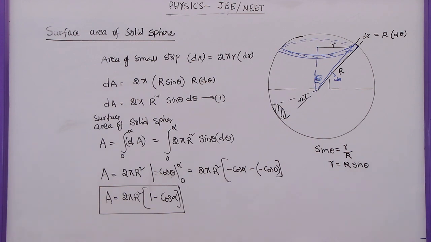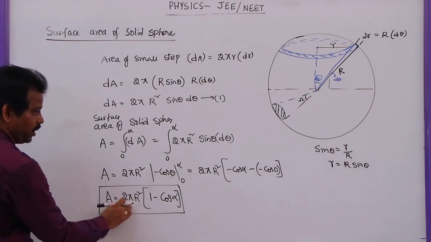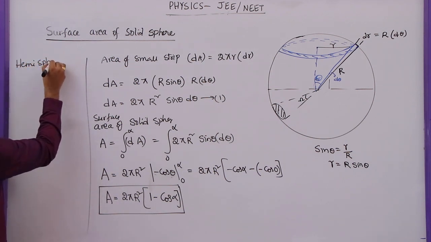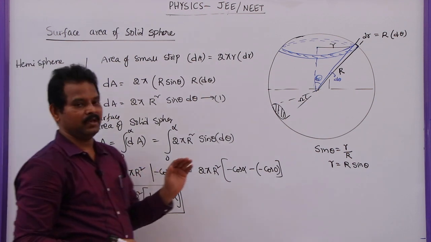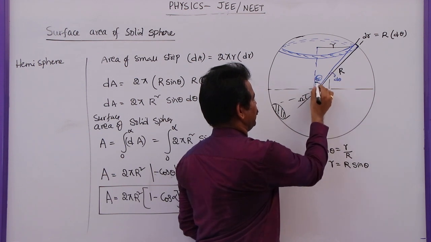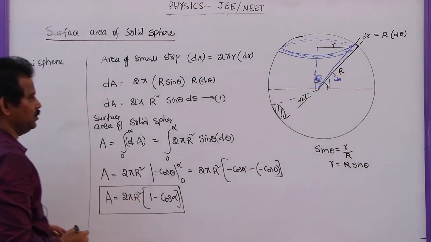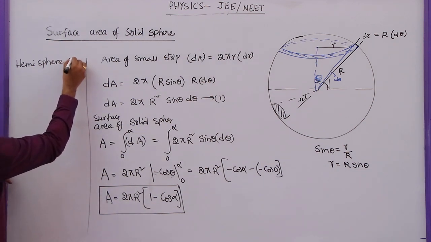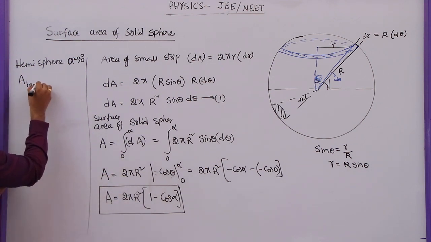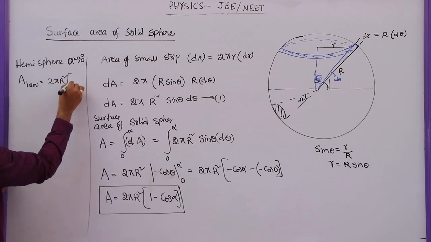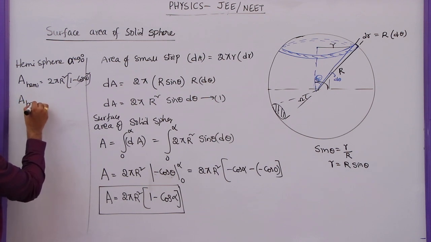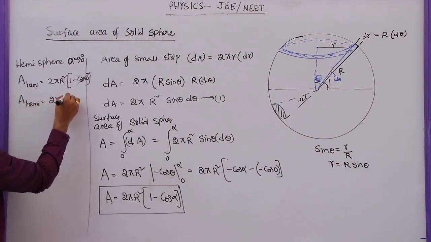Now let me use this formula to find out the area of a hemisphere. For a hemisphere, what is alpha here? What is the angle described by this radius vector? This will be 90. So if you take theta 90, hemisphere means alpha is equal to 90 in our formula. So the area of the hemisphere is given by 2 pi r square into 1 minus cos 90. Cos 90 is 0. So the area of the hemisphere is 2 pi r square.